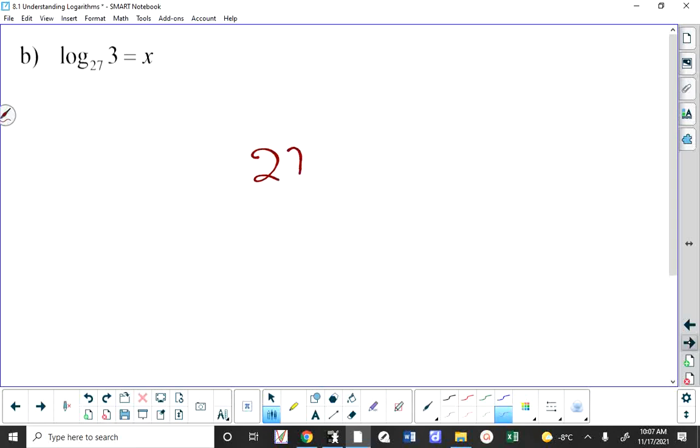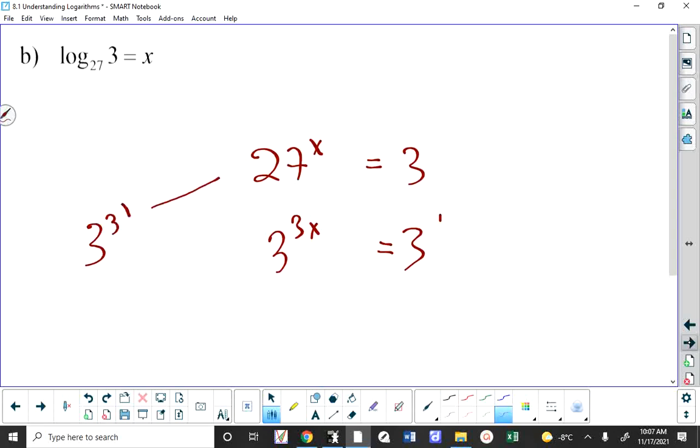If I write 27 to the x, which is the language I can become more familiar with, equals 3, then I can write 3 to the 3x equals 3, and that's 3 to the 1. Are you okay with me saying 27 to the x is 3 raised to the 3x? It's really 3 raised to the 3, raised to the x, which gives you 3 to the 3x. 3x equals 1 then, because the exponents must be equal if the bases are equal. So you divide both sides by 3, you get a third.